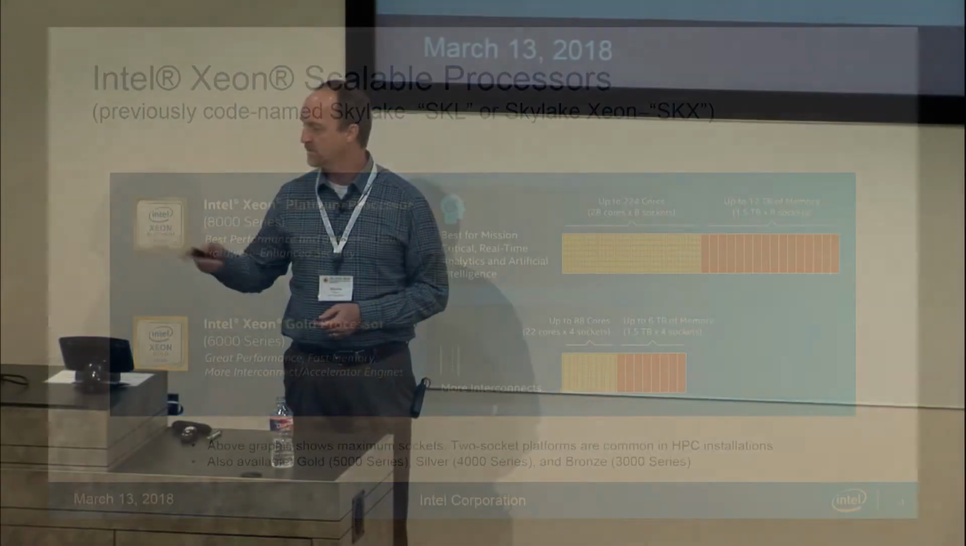The next one down would be Gold. You can go up to 22 cores and 4 sockets. The one I'm talking about today is a 6148, which happened to be the one that the last speaker used, which has 20 cores and 2 sockets.